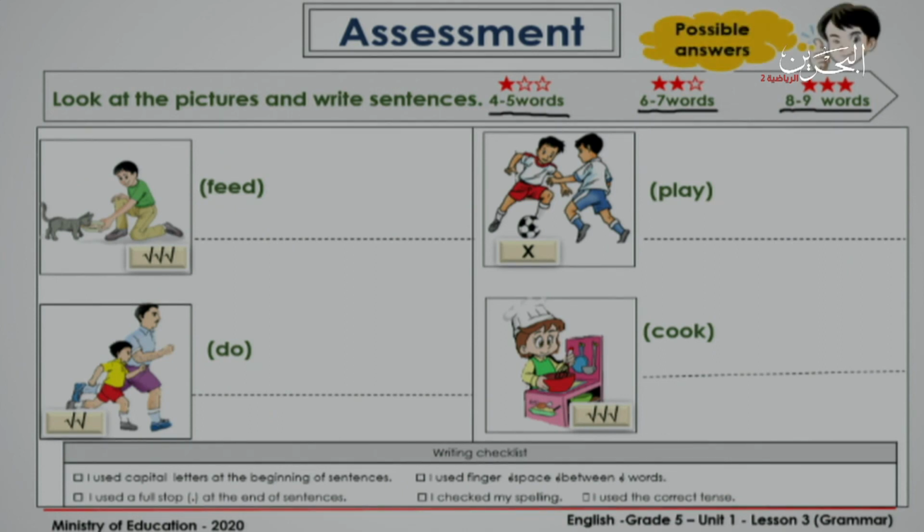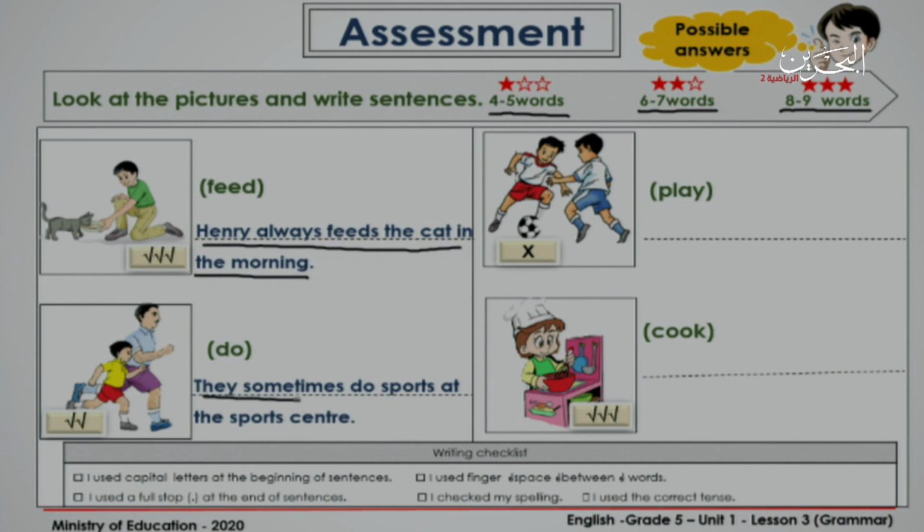Now let's check our answers. The first one you can write, Henry always feeds the cat in the morning. We added S to the verb feeds because we have one person, Henry. Number 2.